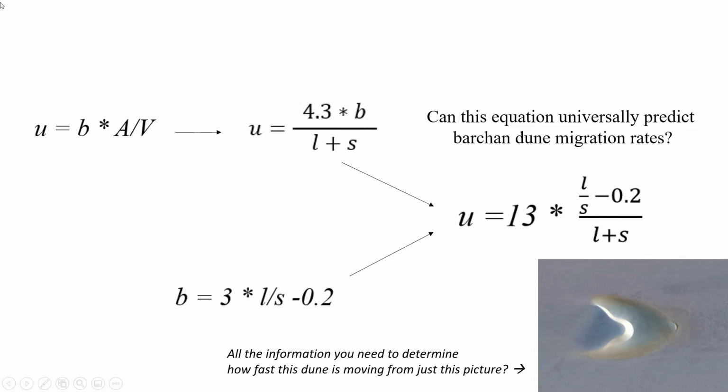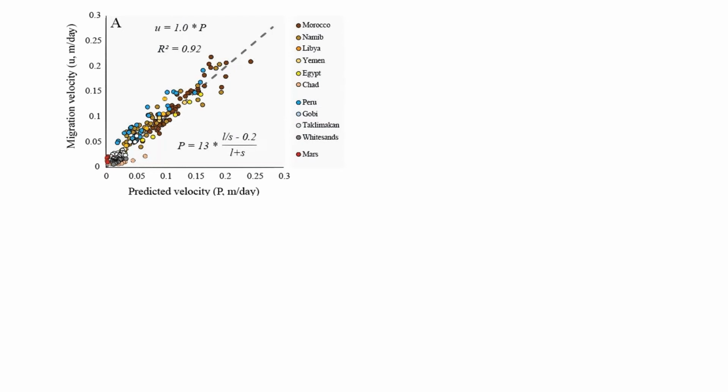So if you combine these two equations, so first the migration rate is the scale adjusted migration rate times the surface to volume ratio, and then the scale adjusted migration rate is related to the ratio of lee over stoss, then you can combine that into a single equation that should be able to universally predict the speed of any dune, right? So this is the effectiveness of that prediction. On the x-axis, you see the equation that would universally predict all these migration rates, and on the y-axis, you see the corresponding measured velocities. So you can see that it doesn't really matter where you are, even dunes on Mars can be predicted using this one equation.